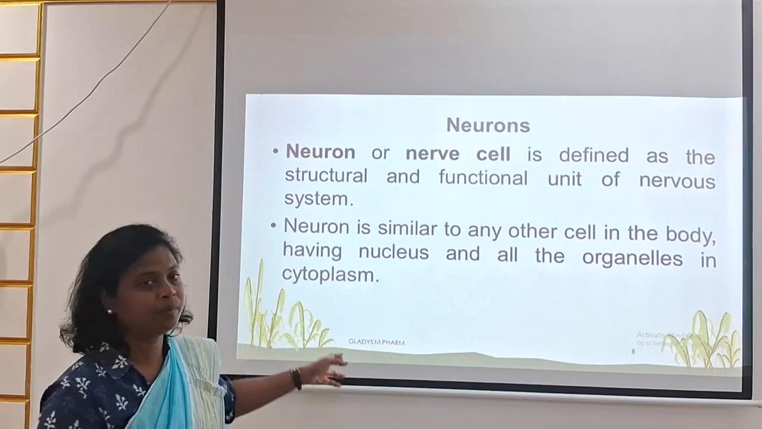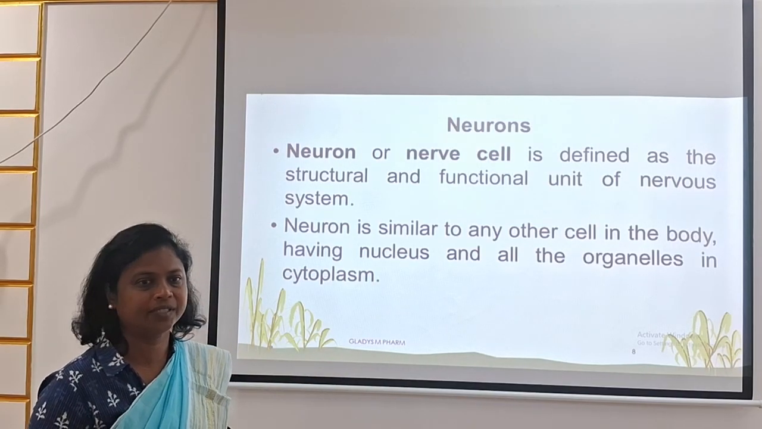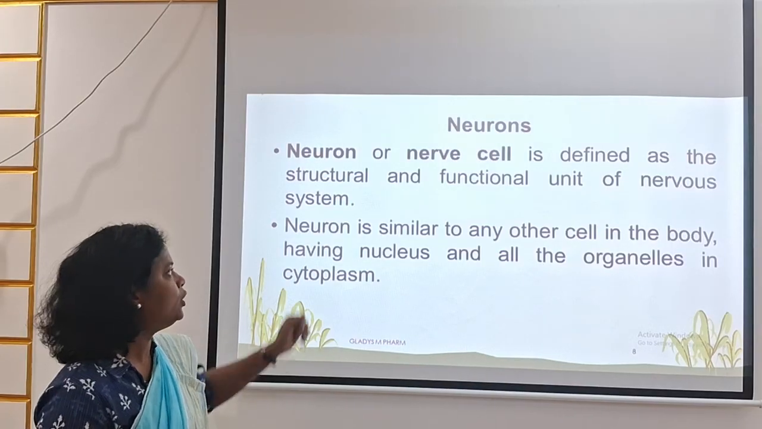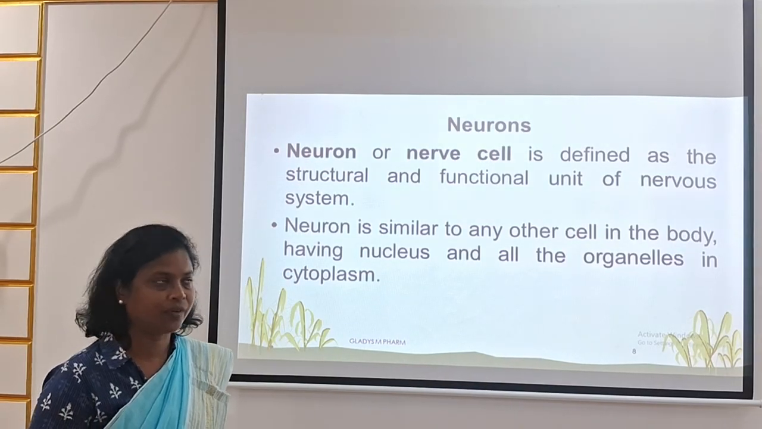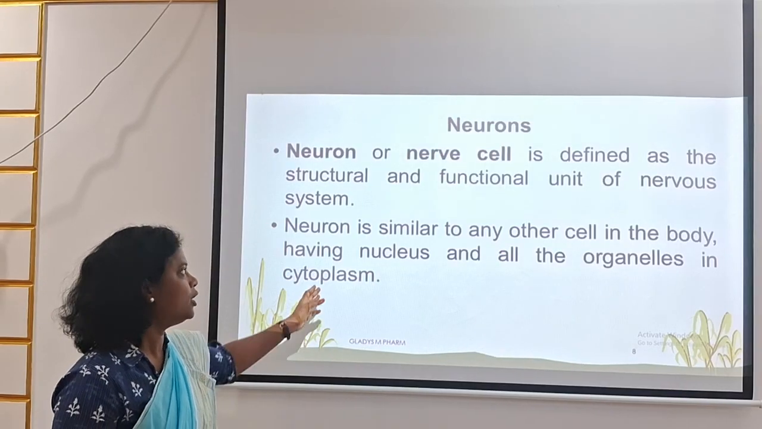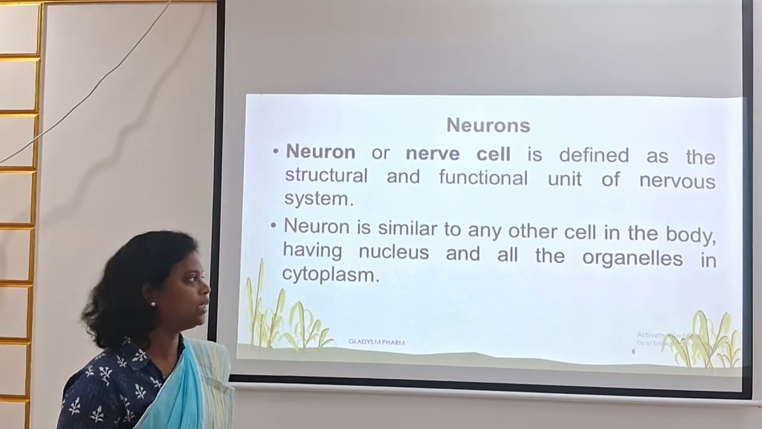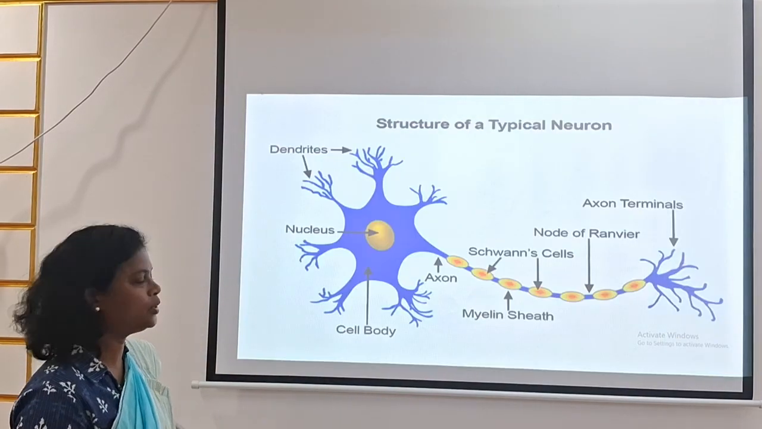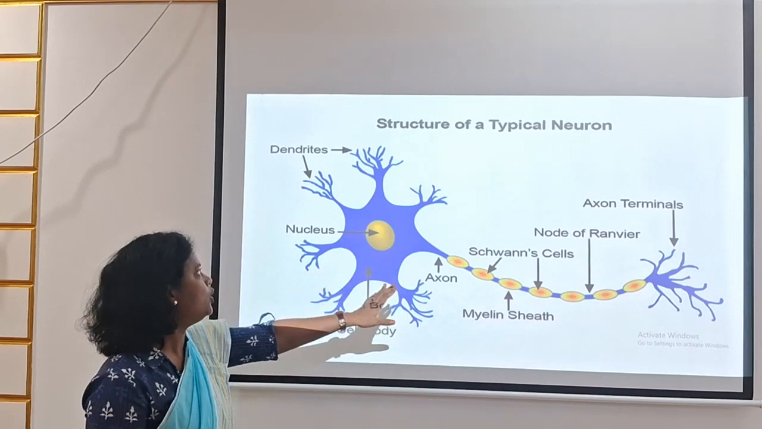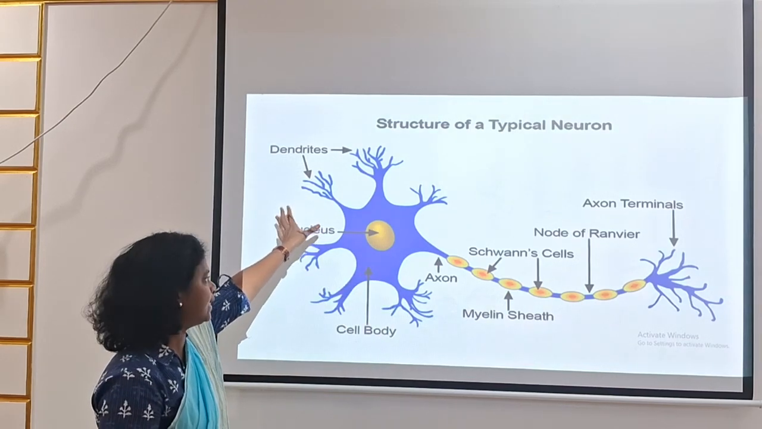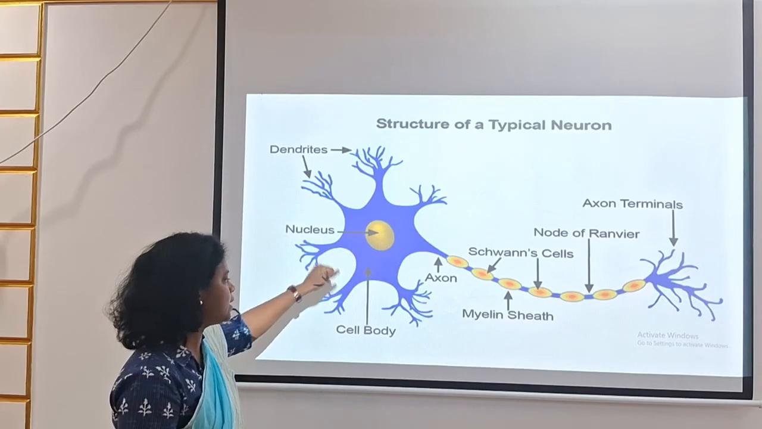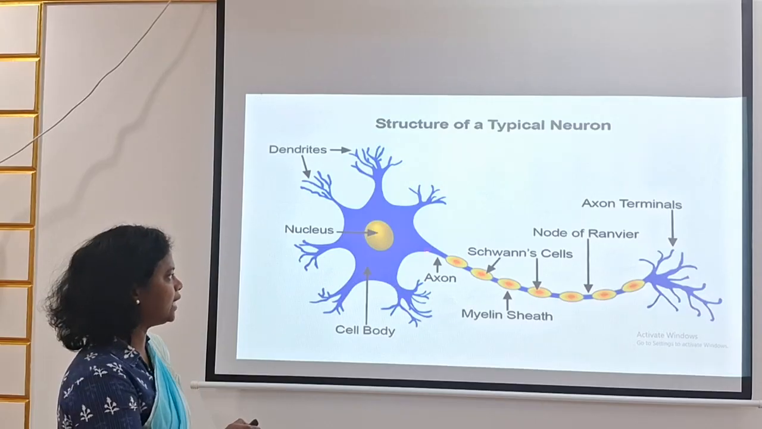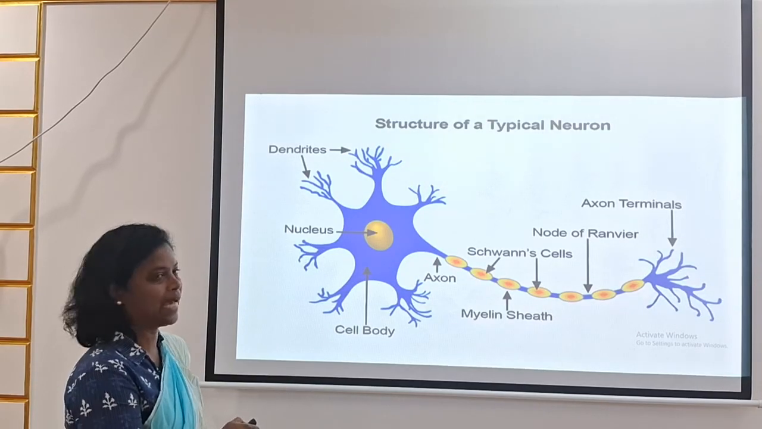So the sympathetic and parasympathetic nervous systems have the neuron as a unit, and the neuron is defined as a structural and functional unit of the nervous system. The neuron is similar to any other cells in the body, having a nucleus and other organelles in the cytoplasm. This is a typical structure of a neuron, which consists of dendrites in the head portion, and a cell body which consists of the nucleus, and there is a tail portion which is called the axon.